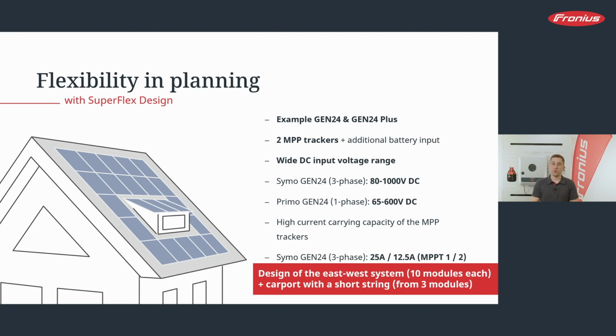Furthermore, we of course have a high amperage range. In this case, for the Symo Gen24 Plus, the three-phase device, we have an input current range of 25 amps on MPP1 and 12.5 amps on MPP2.